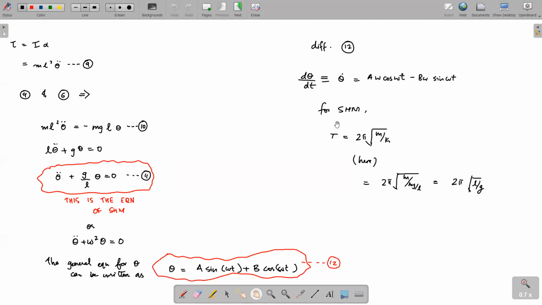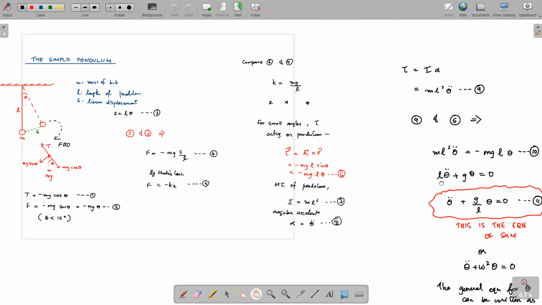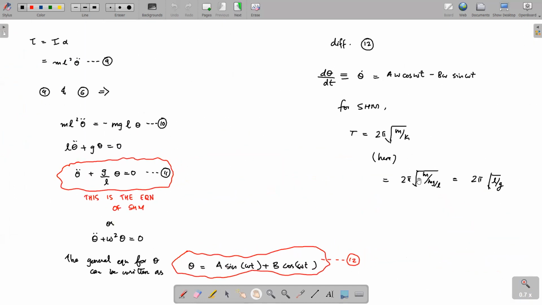And we know that in the simple harmonic motion case, the time period is 2 pi into root m by k, right? Here we have the value of k obtained. Remember, we got the value for k as mg by l, right? So by substituting the value here, 2 pi into root of m divided by mg by l, what we obtained is our equation for time period. This is the equation for time period in the case of a simple pendulum, right? Okay, I hope you understood the case.